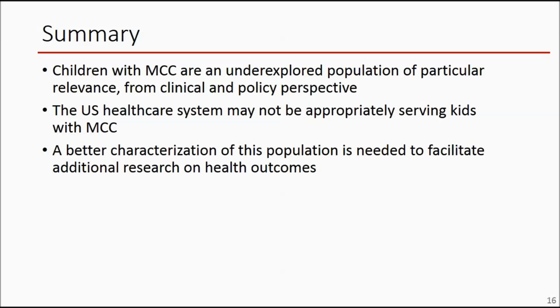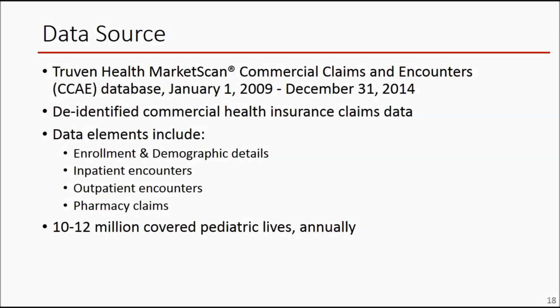So in summary, children with MCC are a generally underexplored population of relevance from both a clinical and policy perspective. The US healthcare system may not be appropriately serving kids with MCC, if you recall back to those measures of chronic care and the performance there. And a better characterization of this population is needed to facilitate additional research on their health outcomes. So that's what I'm doing.